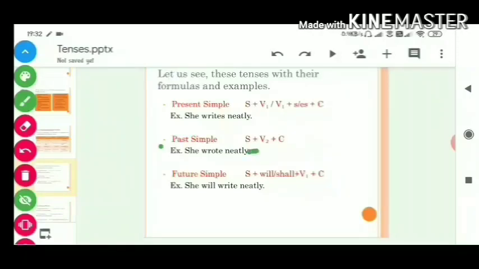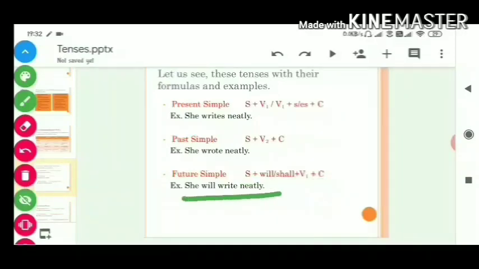Past simple tense. Subject plus V2 plus complement. She wrote neatly. In this sentence, she is the subject. Wrote is the V2 form of the verb, neatly. She wrote neatly. Future simple tense. The formula of future simple tense is subject plus will, shall plus V1 plus complement. She will write neatly.